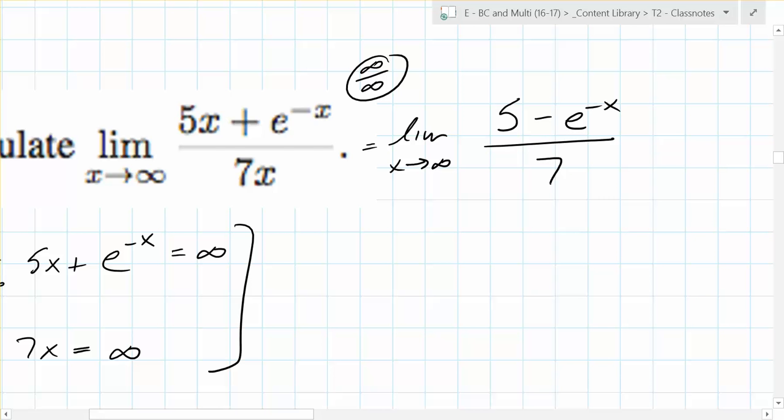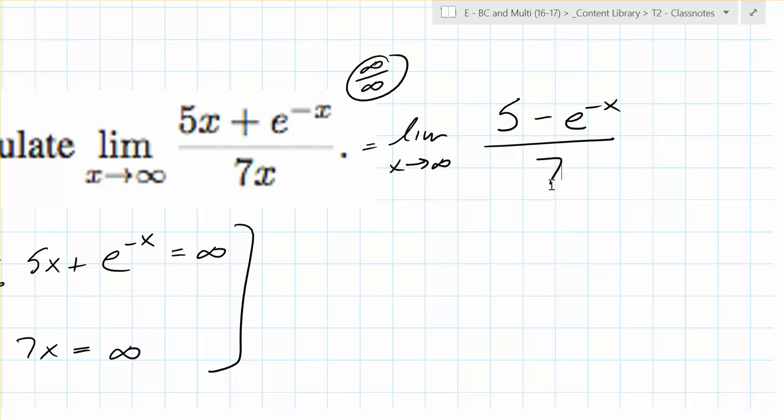Then you ask yourself, hard stop, is this an indeterminate form? Don't keep on doing L'Hopital's rule unless you have an indeterminate form. Is this an indeterminate form? Definitively not. It's very much determinate.